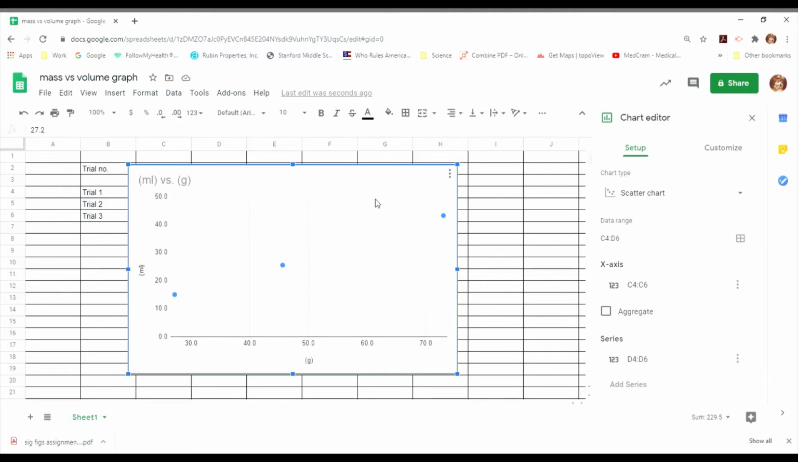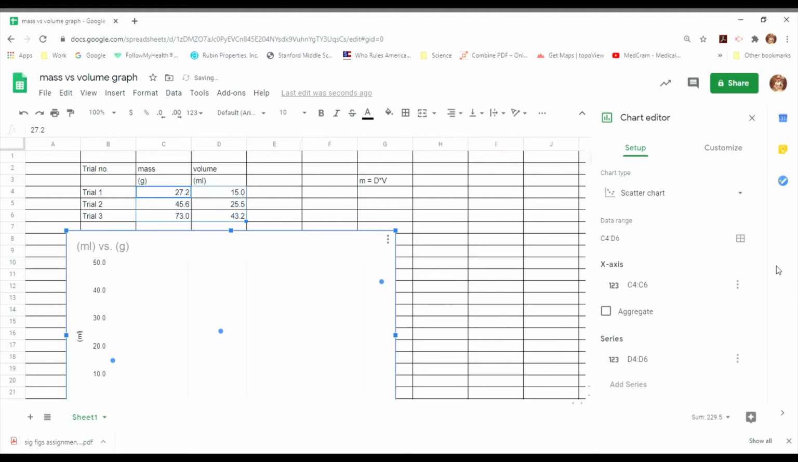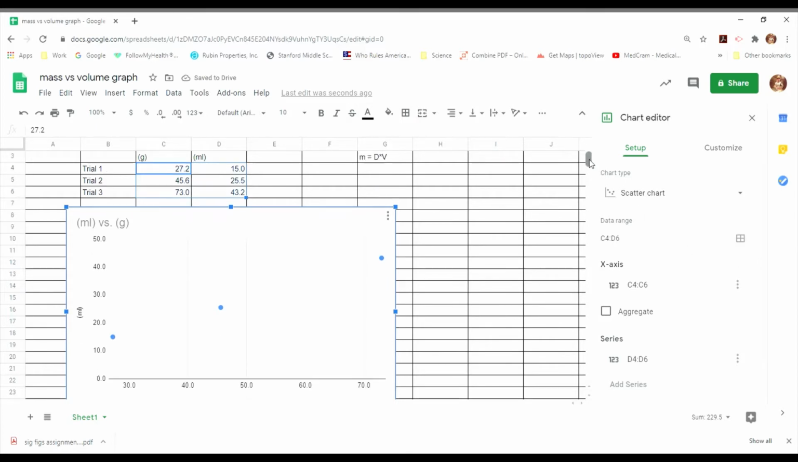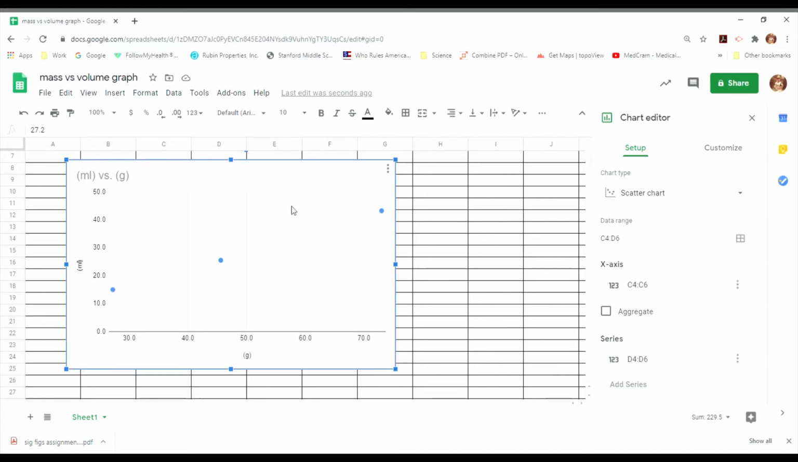Now, this scatter chart, I can move this out of the way. You can just click on it, I'm just trying not to click on any of the elements. You can move it out of the way of the data here, and then move this up and down using this bar. And you'll notice that it has a title. It says milliliters versus grams.